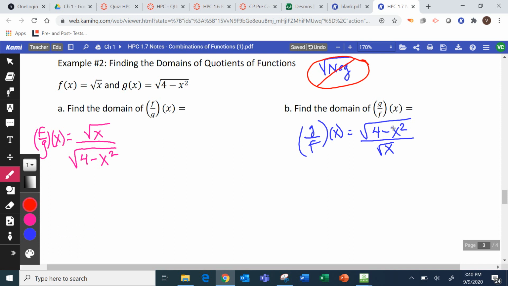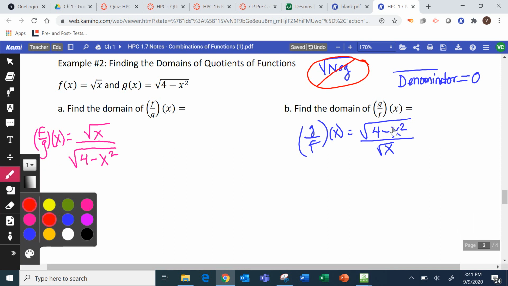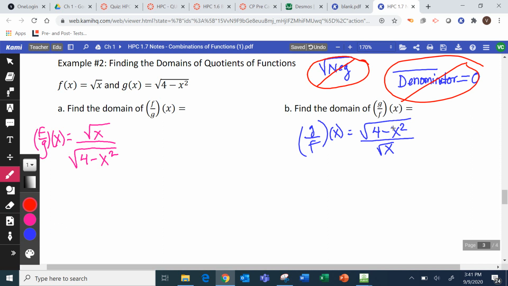And then also we cannot have a denominator equal to 0. The denominator cannot equal 0. That is a no-no if it equals 0. So we also cannot have that.